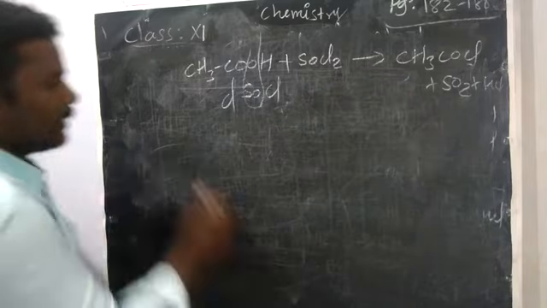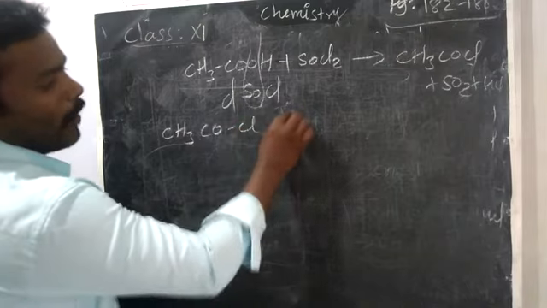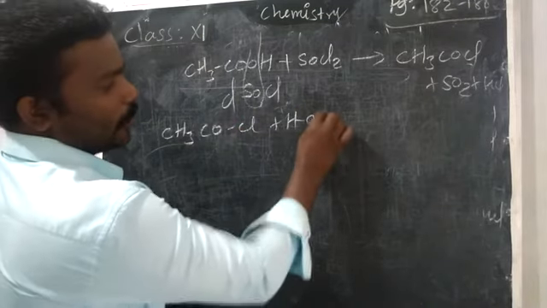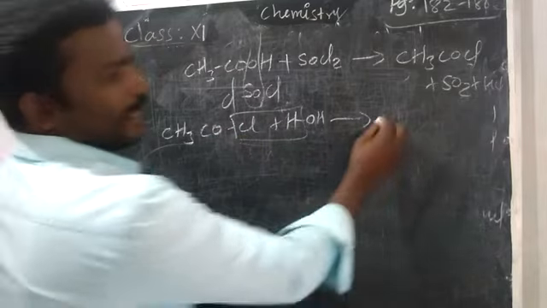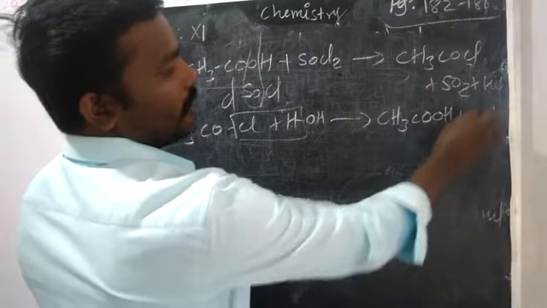Then chemical properties of acetyl chloride. So acetyl chloride on reaction with water. How do you write water? H2O. It can be written HOH. HCl will go out. So again it will produce acetic acid with HCl.